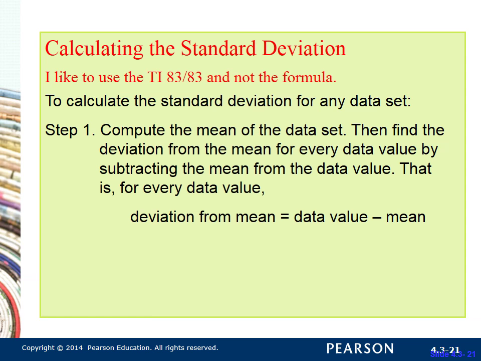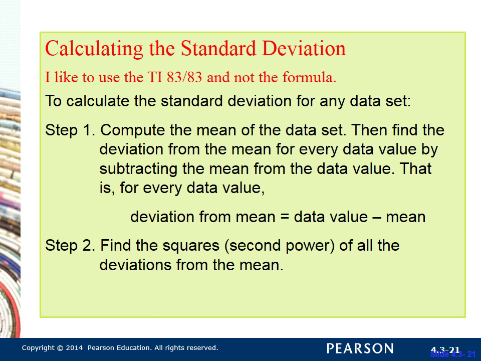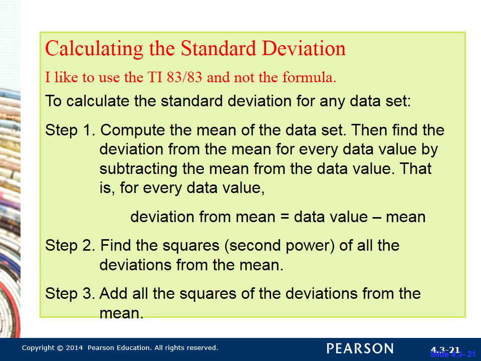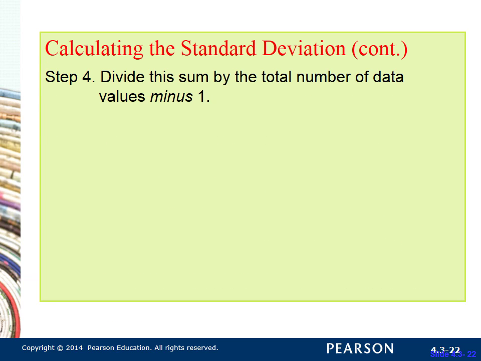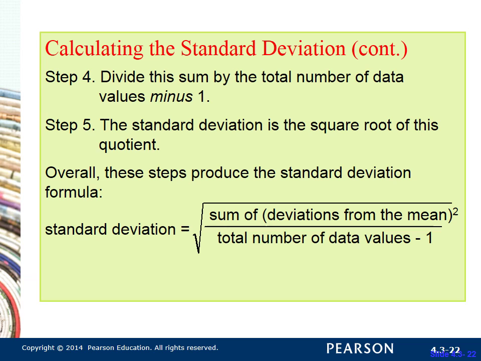Now, if I want to do it the long way, first I need the mean. Then for every data value, I have to do the data value minus the mean. Then I find the squares of all the deviations from the mean. I add up all those squares. Then I divide this sum by the total number of data values minus 1.